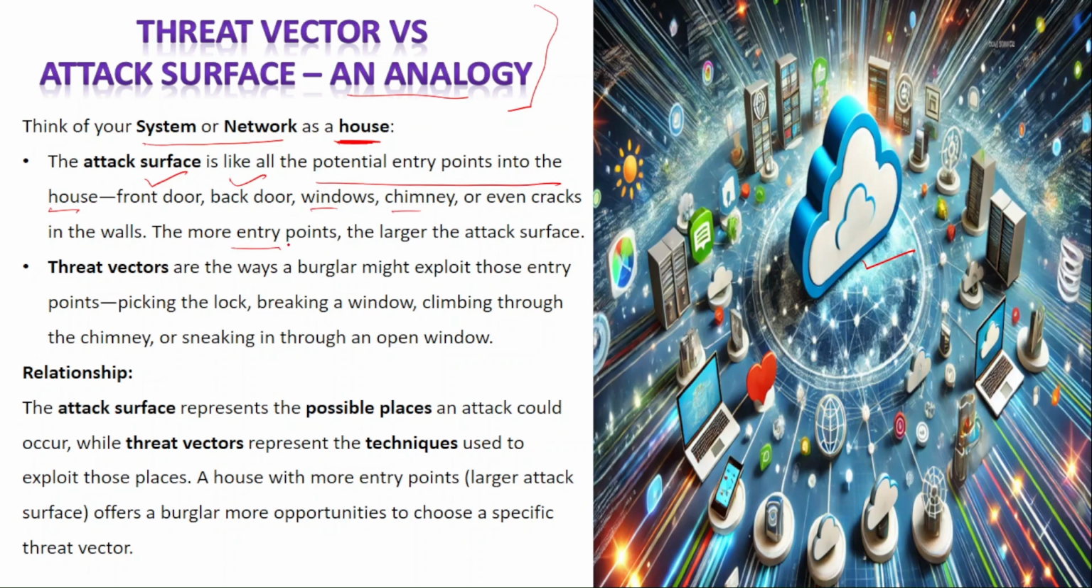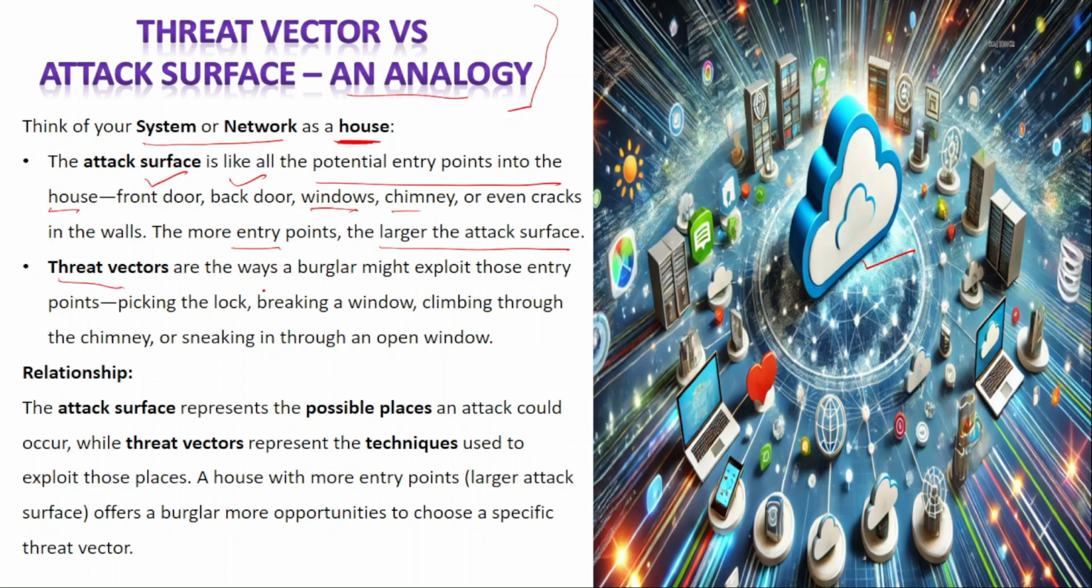The more entry points, the larger the attack surface. So whenever you want to secure your system or network, the first and most important thing is that you need to reduce the attack surface. For example, if it was your house, you want to remove the unnecessary doors, close the chimney, reinforce the windows, and not let them open when the house is unattended.